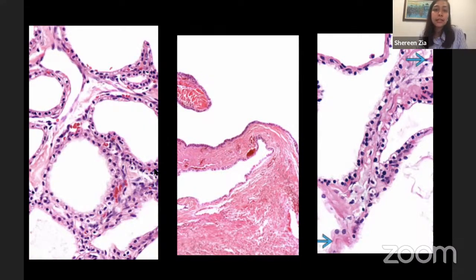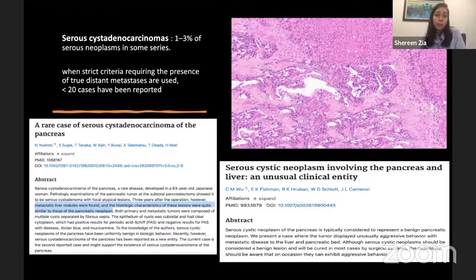And I just want to mention, it is very rare to call it serous cystadenocarcinoma. There are probably only about 20 cases reported in the literature. Histologically they appear the same as serous cystadenoma, but based on metastasis they're called serous cystadenocarcinoma. All those cases were seen metastasizing to the pancreas or liver, involving the liver or other parts. That's why they were called serous cystadenocarcinoma.